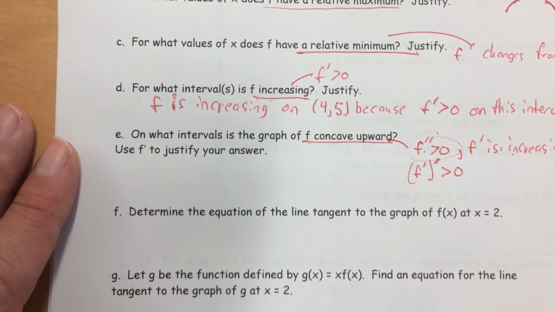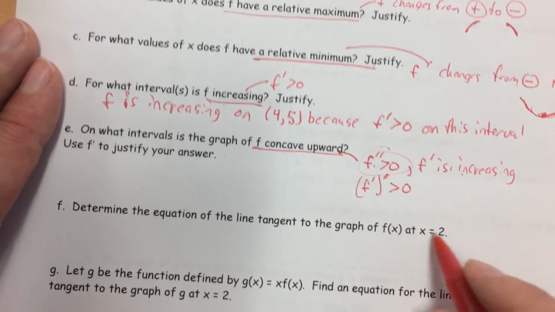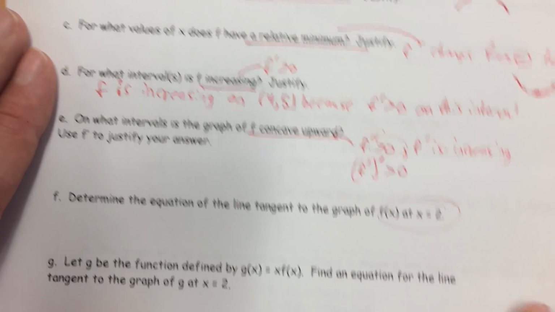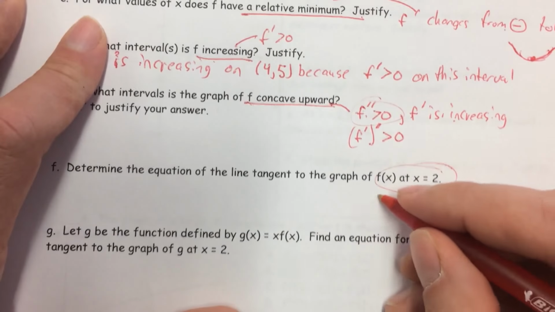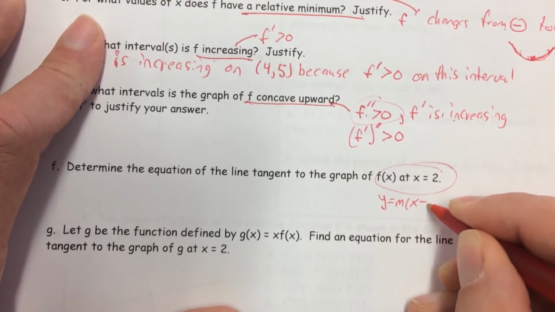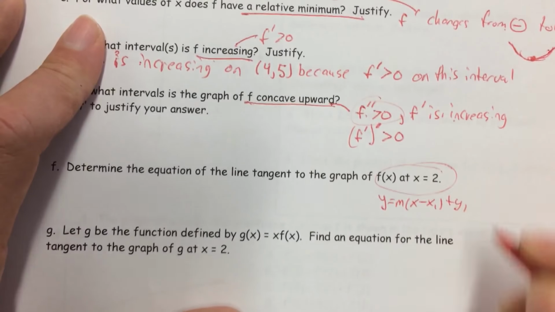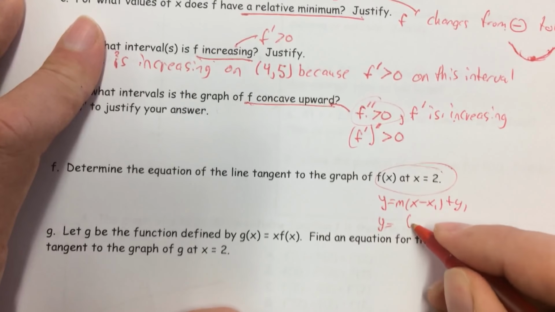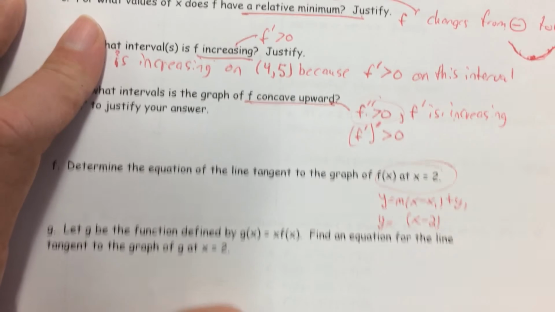Okay, the equation of the tangent line at x equals 2. This is going back to old stuff here. We need y equals m times x minus x1 plus y1. So it's x minus 2, because that's where x is 2.